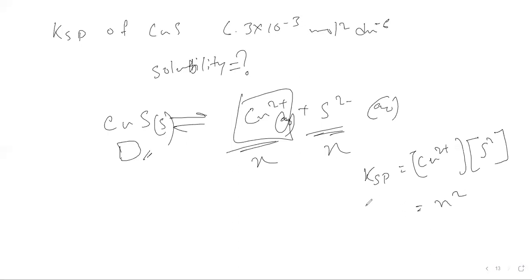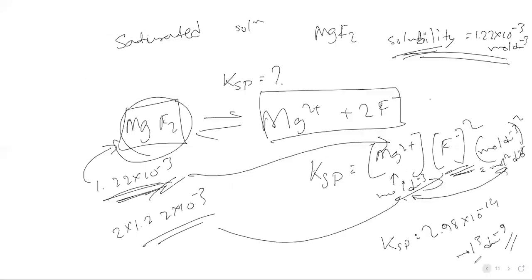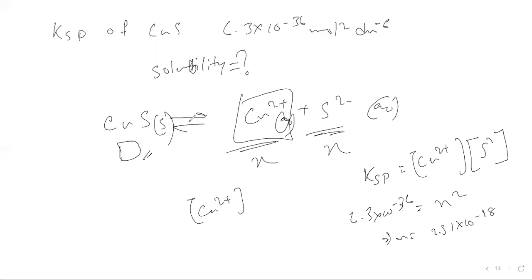X into X, that means X squared, and the Ksp value is 6.3 into 10 to the power negative 3. Finding the X from here, we would get 2.51 into 10 to the power negative, sorry, this is 36. Yeah, I'm really sorry. This is negative 36. So this is going to be negative 18. And now X is the concentration for Cu2+ as well as S2-. In the previous question, what did we do? We did the molar ratio with MgF2, the salt. We can simply do the same molar ratio over here, the salt with the ions. We get a 1:1 molar ratio. That means the solubility value is also going to be 2.51 into 10 to the power negative 18.